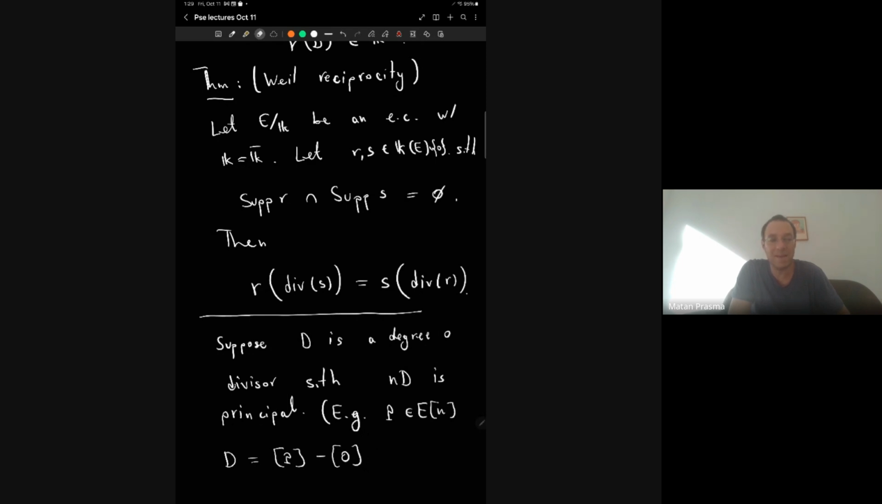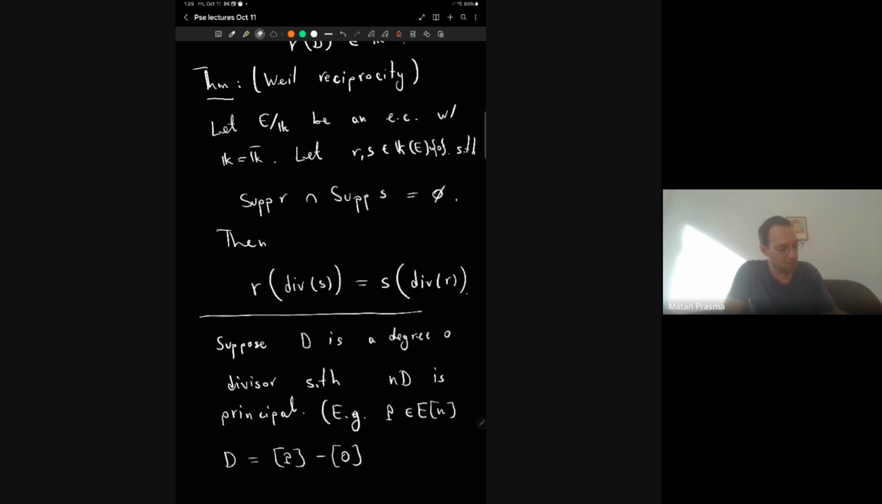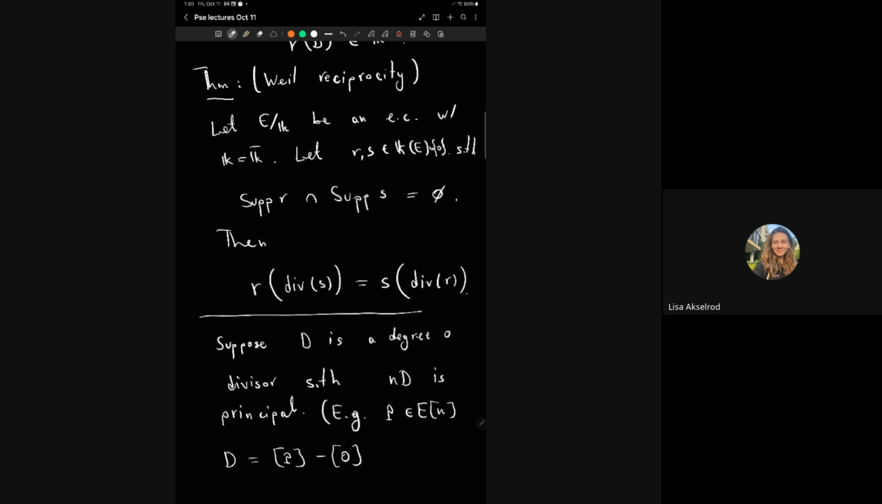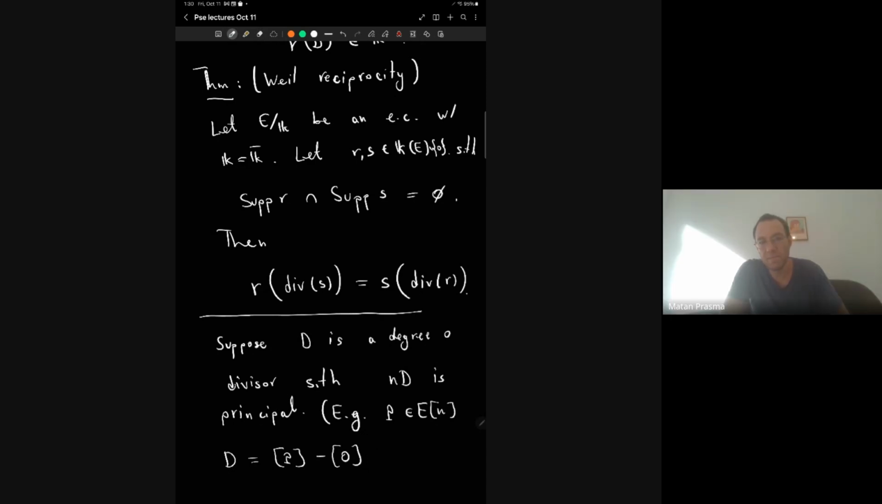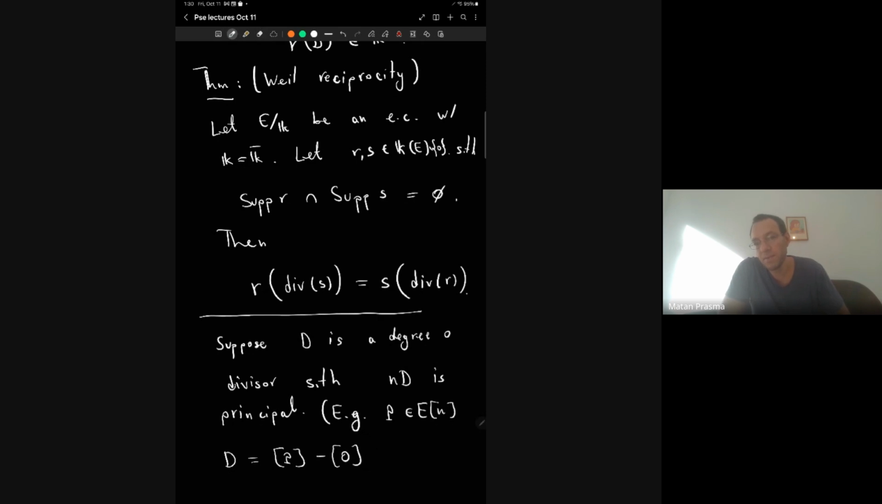Anybody remembers what is a principal divisor? So the degree and the sum should be 0? Yeah, but for this divisor D, what is the degree of D? 0. What is the sum of D? P. So D cannot be principal, right? Let's say P is non-zero, I should say. P is not the 0 point. Then D is not a principal divisor.